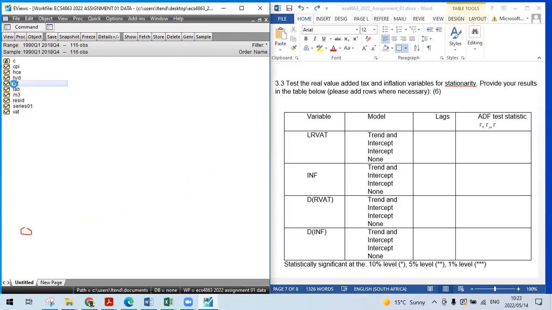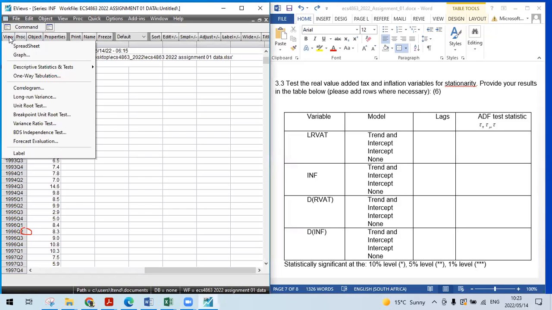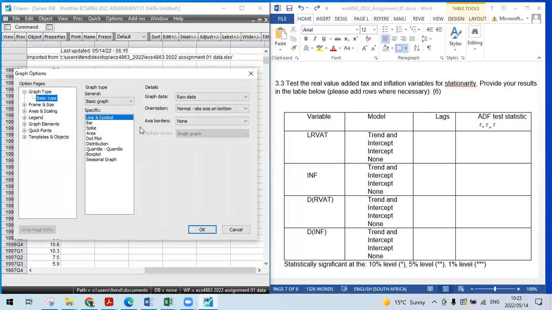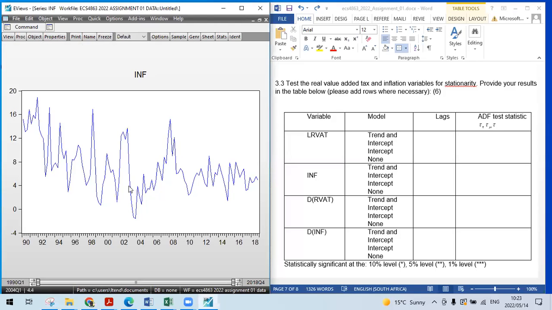If I open the inflation variable here, I go to view, graph, then I click on OK. I can see that 0 is here, but if you look at inflation, somewhere here, I think it's negative. Can you see it's negative 1.6? Even here, negative 1.4.